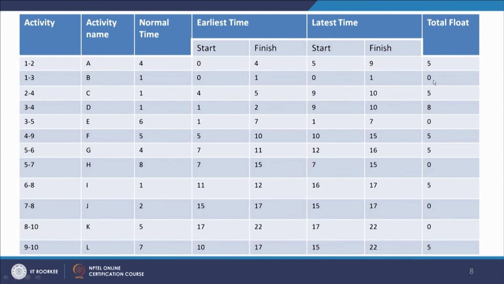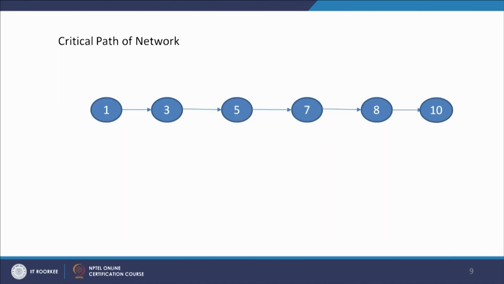So once we do the calculation of early start, early finish, late start, late finish for each node, we will get a table like this. So these are the 12 activities that we have listed, and here the activity name, normal time required, earliest time, latest time, total float, and we can see that the activities that are lying on the critical path, the total float is 0. 0 here, 0 here for activity 3, 5, 0 here for activity 5, 7, 0 here for 7, 8 and 8, 10. And based on this total float, we can see this is going to be our critical path, that is 1, 3, 5, 7, 8 and 10, and it will require 22 days to do the work or to complete the project.